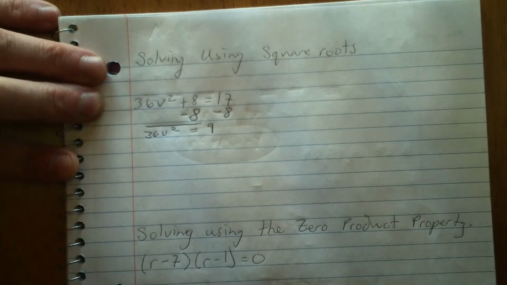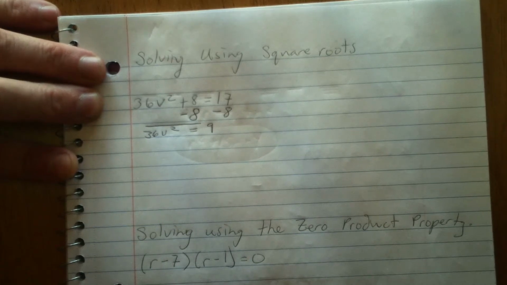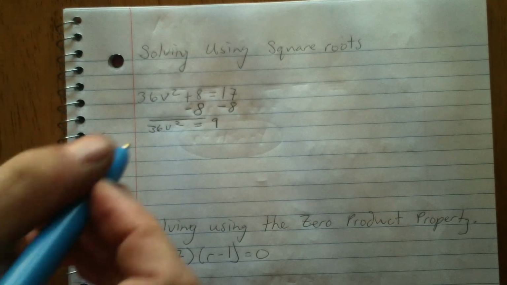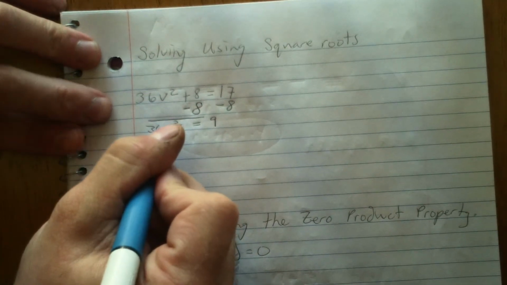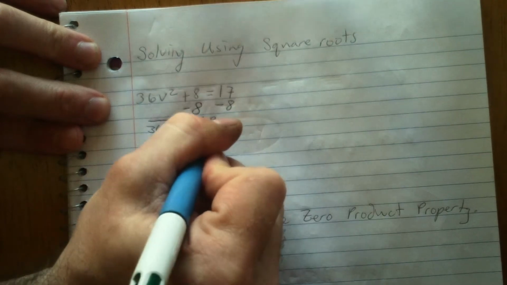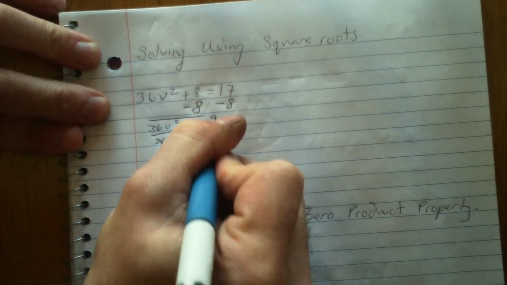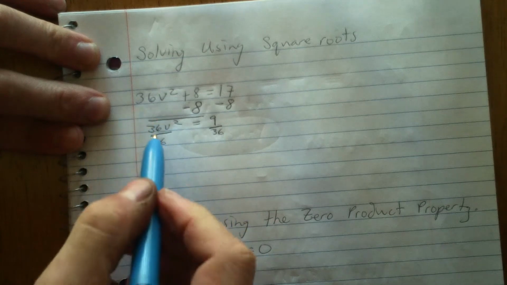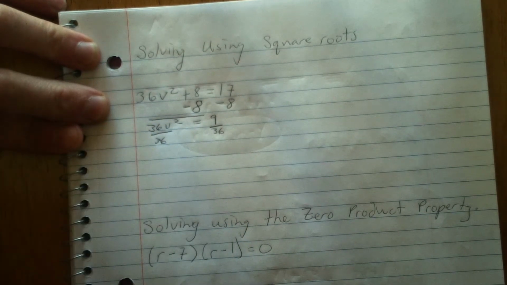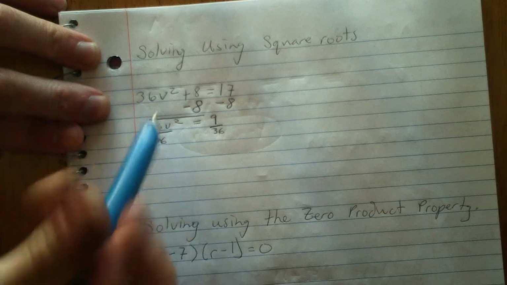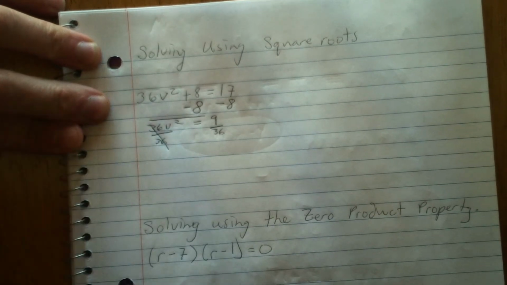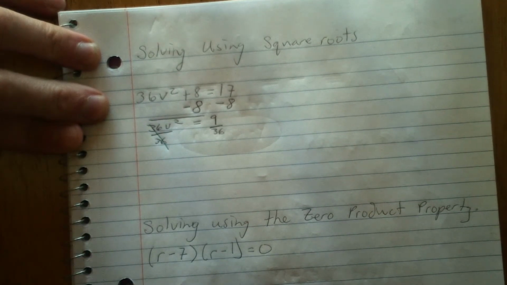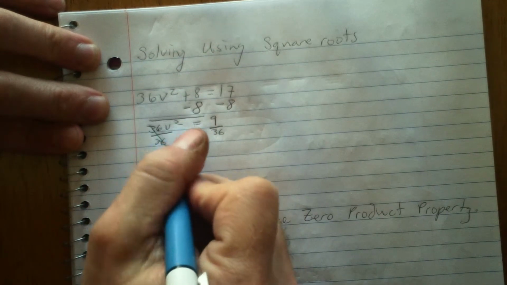So I have the v squared term by itself, but I don't want that 36 there. I want v squared by itself. So I'm going to get rid of the 36. To get rid of the 36, I need to divide both sides by 36. And so the 36's cancel on this side. You might notice 36 divided by 36 is 1, and 1 times v squared is just v squared. So that gets us v squared by itself. So that's why we divided by 36.